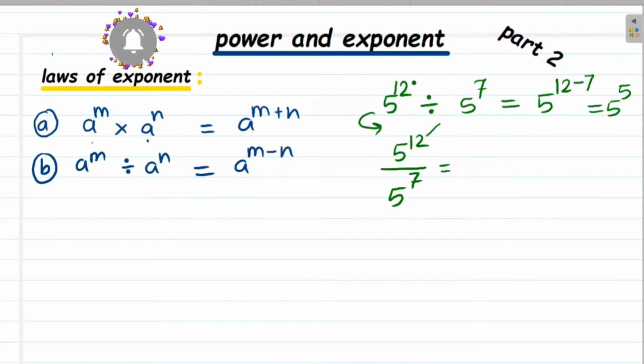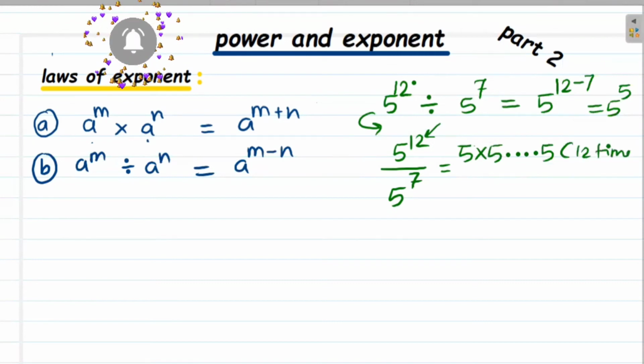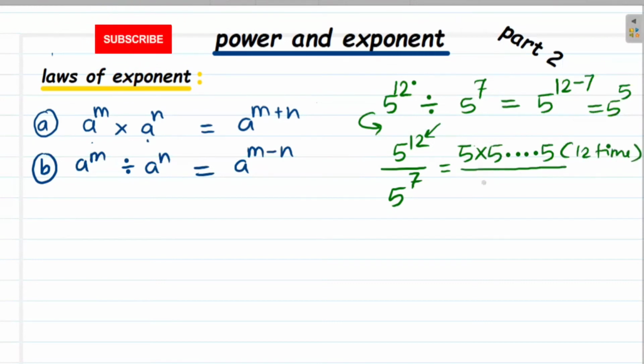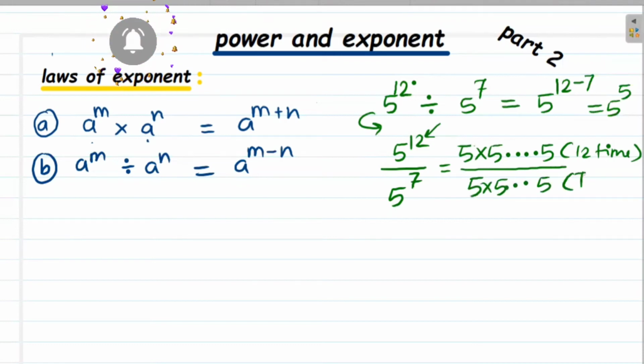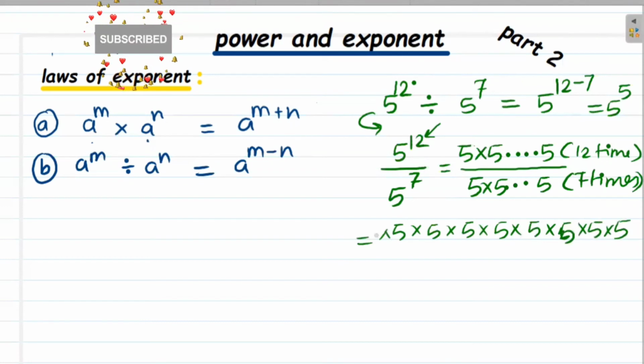Now 5 raised to 12 means how many 5s are multiplied here? 5 is multiplied here 12 times. Divided by 5 raised to 7 means what? How many times will my 5 multiply here? That is 7 times. So 5 multiplied by 5, that is 12 times, and 5 multiplied by 5, that is 7 times. So what will happen? These both are now in division, so it will take place cutting.